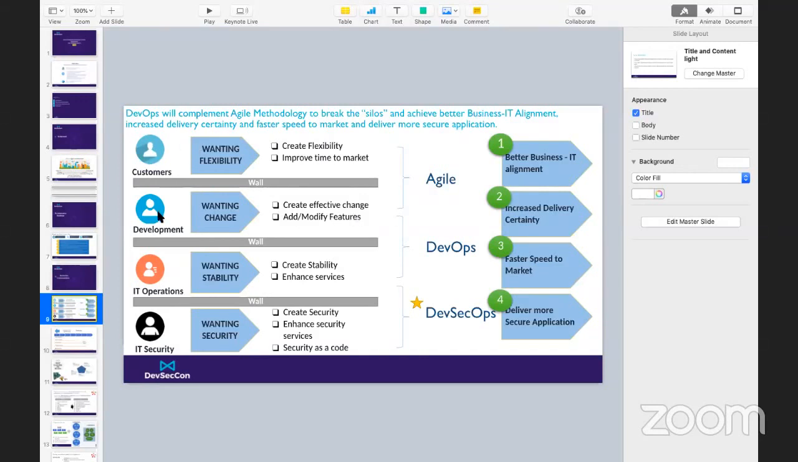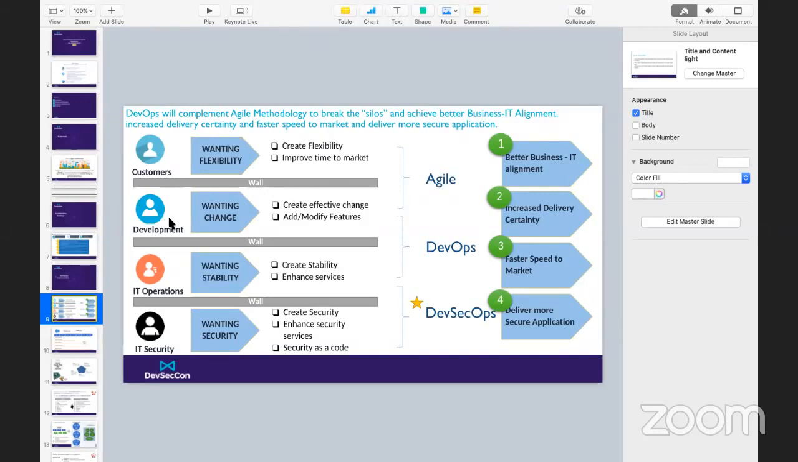When you see there are four parties here, when you want to create some business or some product, we have a customer, a development team, IT operation, and IT security. Before, in every role they had some walls. The customer always wants some flexibility, so what they do is create flexibility, and they want to improve time to market.